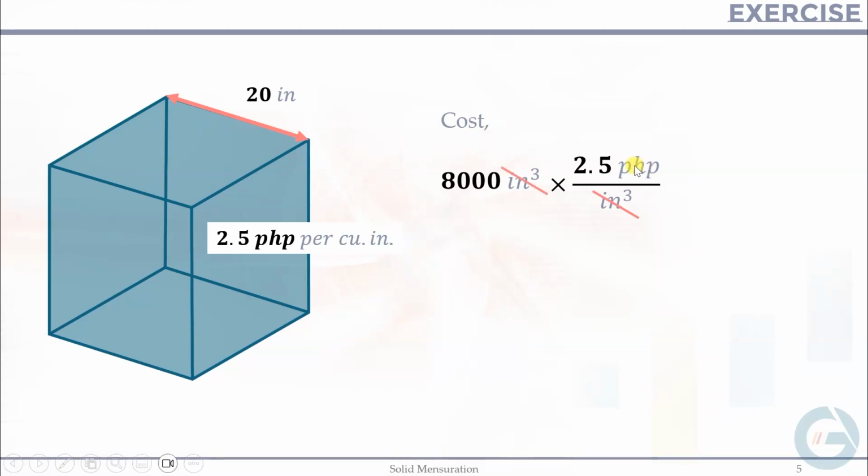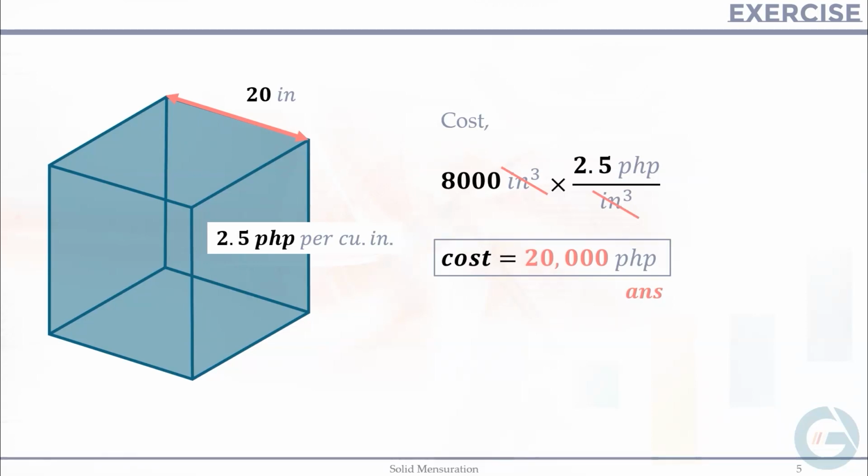Okay. So 8,000 times 2.5 will give us 20,000 pesos. So this is the cost of manufacturing this cube. Okay, so that is the final answer. So see you on the next exercise.